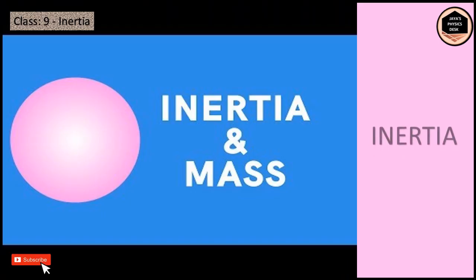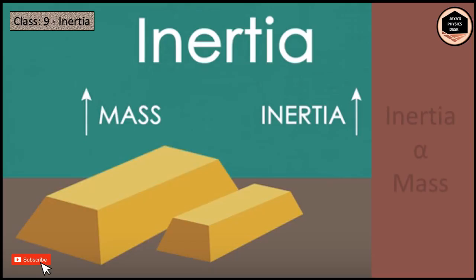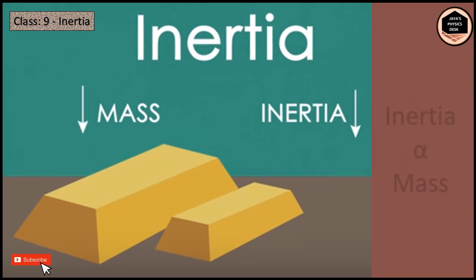Inertia is related to mass. Inertia of an object is measured by its mass. It means that inertia increases with an increase in mass and decreases with a decrease in mass.